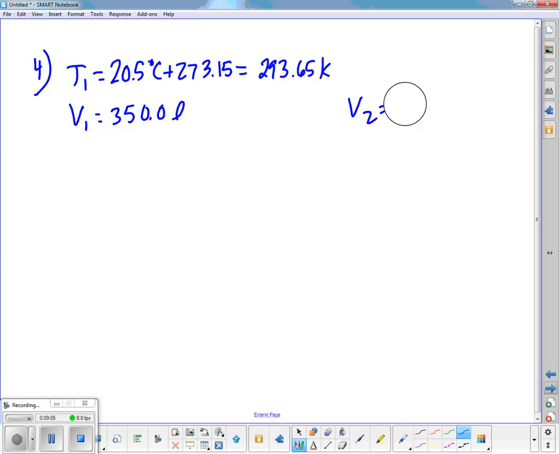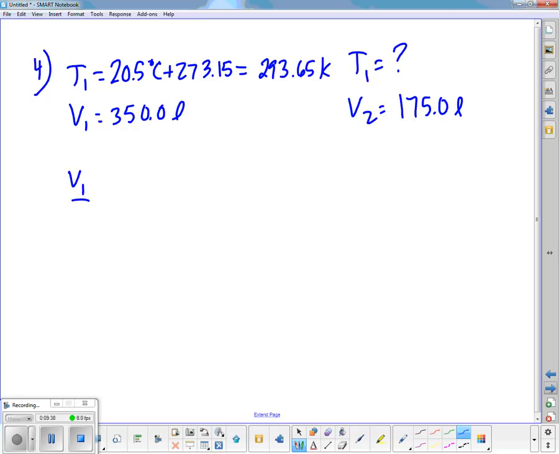So we're not looking for the volume. The volume is reduced by half, so what do I need to do? Divide it by 2. So are you going to get 175 liters? What will the temperature be if the pressure is held constant? Okay? So I'm trying to find temperature. Whose law is this one? Pressure is held constant. It's Charles's law, under constant pressure.